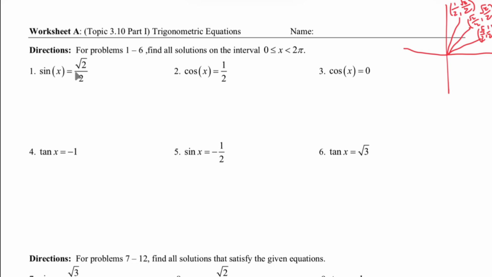So we see sine of what is equal to square root of 2 over 2. We see square root of 2 over 2 for sine is right here, which is pi over 4. But where else is sine positive? All students, so sine is also positive in quadrant 2, which means it'll be another one that has something over 4. So we know it's quadrant 1 and quadrant 2. We know the quadrant 1 already is pi over 4. But what's the quadrant 2?